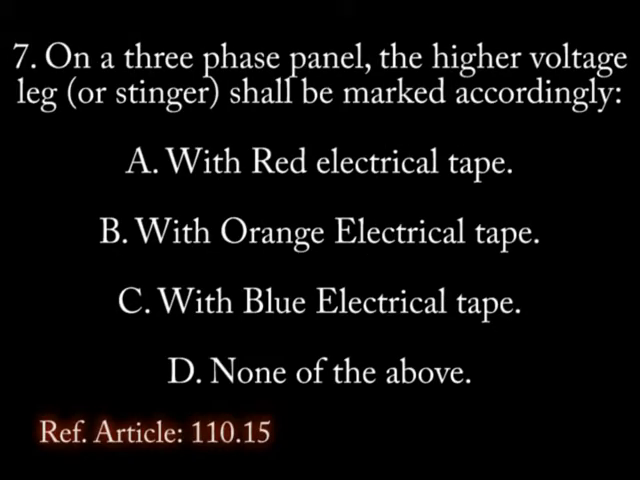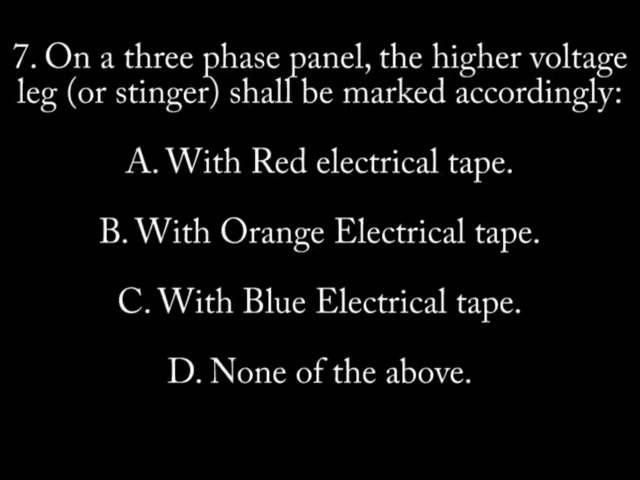Question 7. On a three-phase panel, the higher voltage leg or stinger shall be marked accordingly. A. With red electrical tape. B. With orange electrical tape. C. With blue electrical tape. D. None of the above.